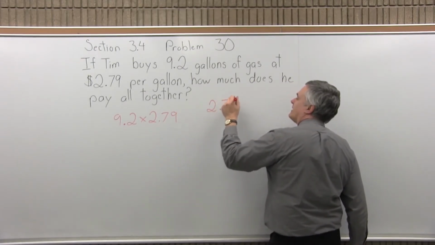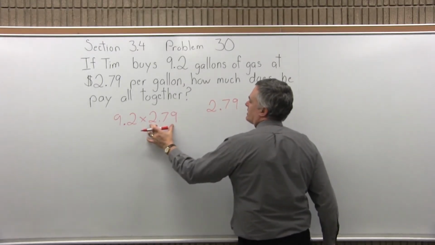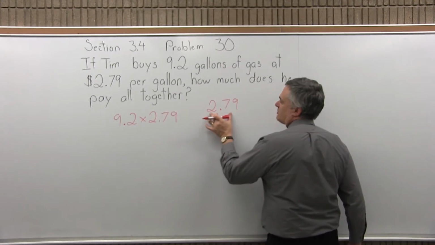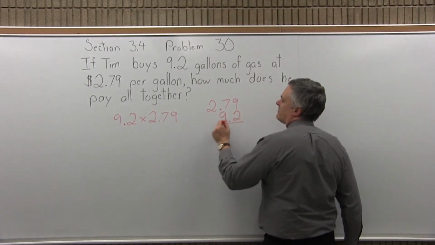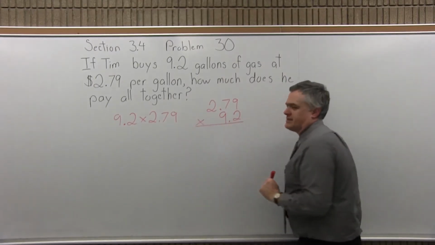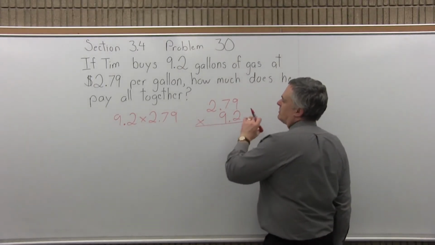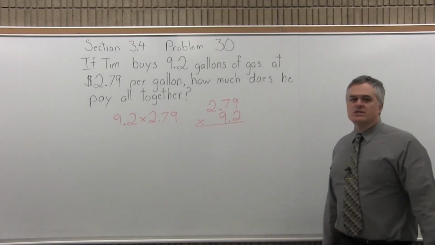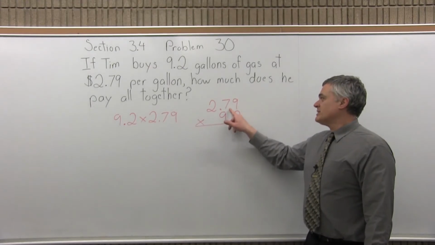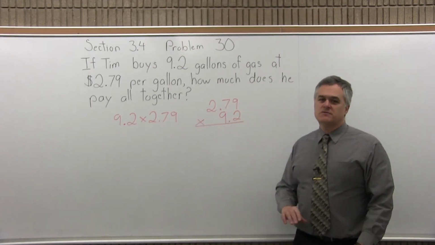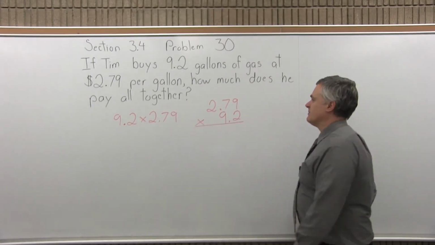To do that, I like to write it vertically. I like to write the number with a greater number of digits, in this case 3 digits for 2.79, as the top number. Doesn't matter, if I made the 9.2 the top number, I'd get the same answer at the end. I just like this a little bit better. So to multiply something like this, what you want to do is initially just ignore the decimals. Consider the multiplication problem to be 279 times 92. Just forget the decimals. Get the answer, then figure out where the decimal goes in the answer.